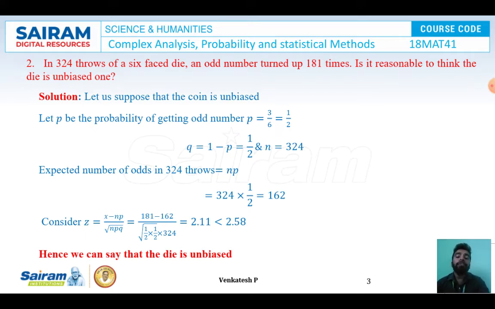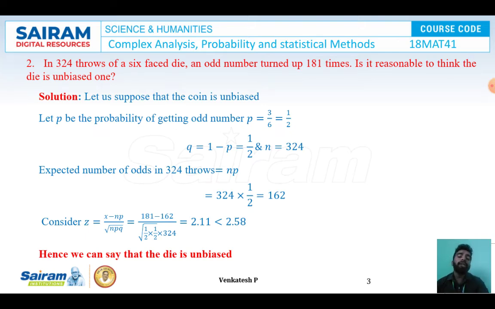Now we'll define events P and Q. Here P shows the chance of getting an odd number in throwing a die once. As we know, in throwing a die once, the possible outcomes will be either 1, 2, 3, 4, 5, or 6. So we have six possibilities here. And out of these 6 numbers, the odd numbers will be 1, 3, 5.